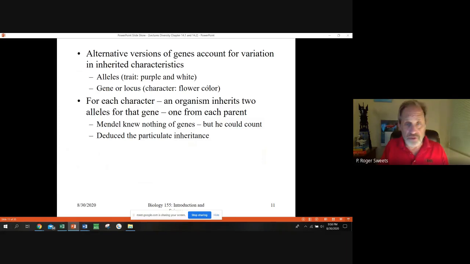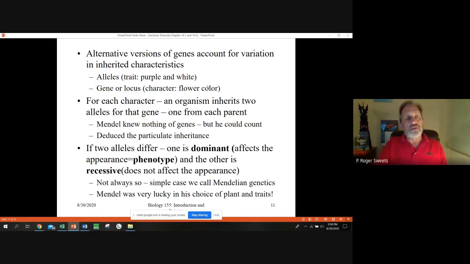Now, Mendel didn't know anything of genes, but he knew how to count. He got to 3-to-1, and by doing some very simple math, he deduced this idea of particulate inheritance. That, in fact, he had this purple trait and this white trait could be passed on into that F1 generation. And that white was still there because it was a particulate thing, but didn't get blended together, and it could reappear in the F2 generation. And so because he saw this all purple in the F1, if those 2 alleles differ, he decided that one was dominant, really affected the appearance, what we often will call now the phenotype, and the other is going to be recessive, did not affect the appearance.